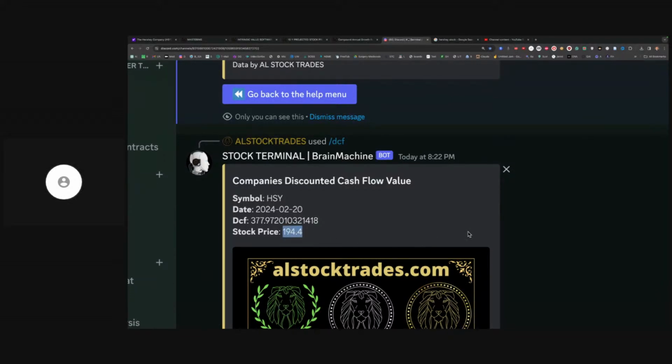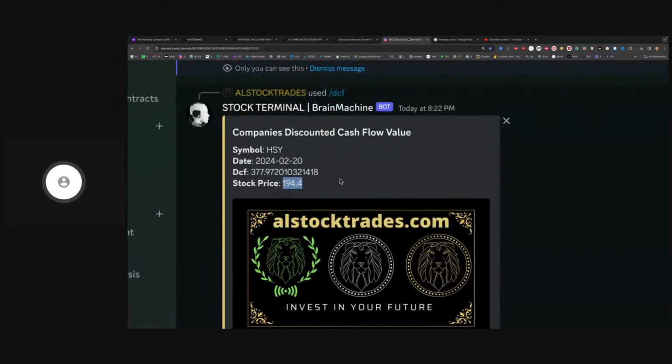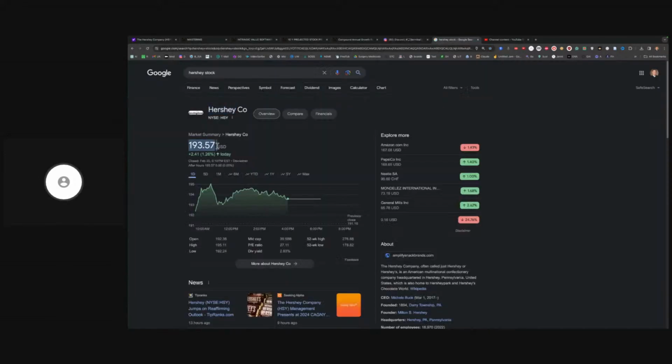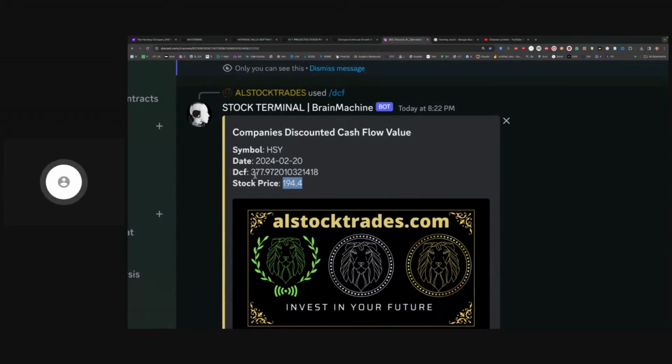So what does that mean? Well, the stock price is the stock price, right? So if you go here, the stock price is around $194. The DCF is higher. So obviously, you want to buy a company that is worth more than what it's selling at, right? So obviously there's some value here. But again, you have to look at the potential accuracy of this.